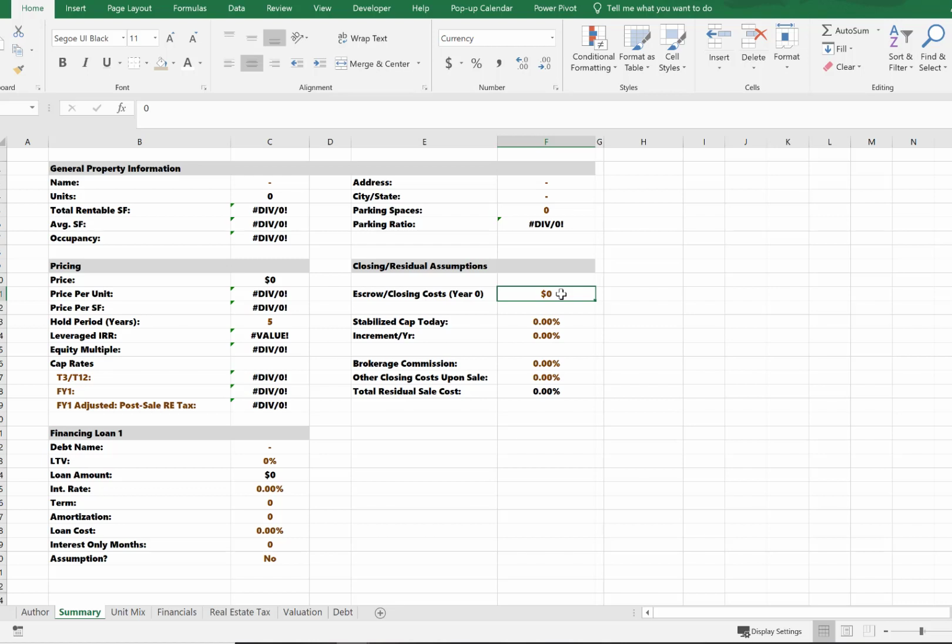As you're seeing here, there are black cells and brown cells. Brown cells are the ones that you need to fill out. Black cells are either formulas or just hard-coded items that you don't need to worry about.